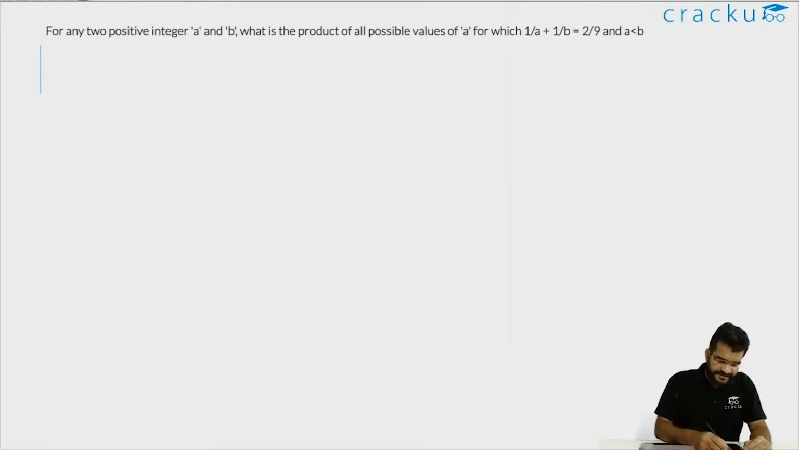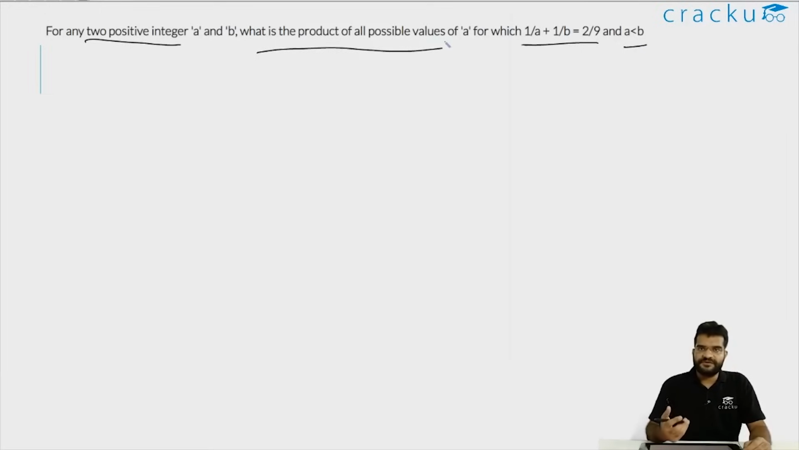In this question, we are given that there are two positive integers a and b such that 1 by a plus 1 by b is equal to 2 by 9 and a is less than b. And we are required to find out the product of all the possible values of a.